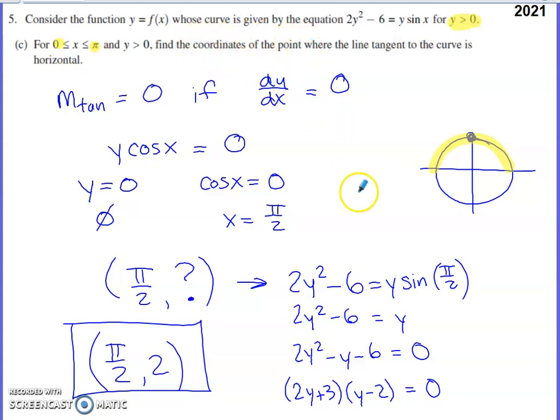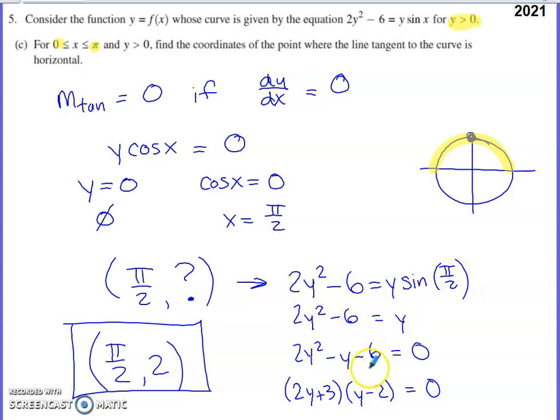But notice that it says find the coordinates of the point, not just the x value for that point. So we are going to have to plug pi by 2 back into the original equation, right? If I plug something into the equation of a curve and it satisfies it, that ordered pair will be appearing on the curve. So when I plug pi by 2 in for x, sine of pi by 2 is 1. So I get this equation here.